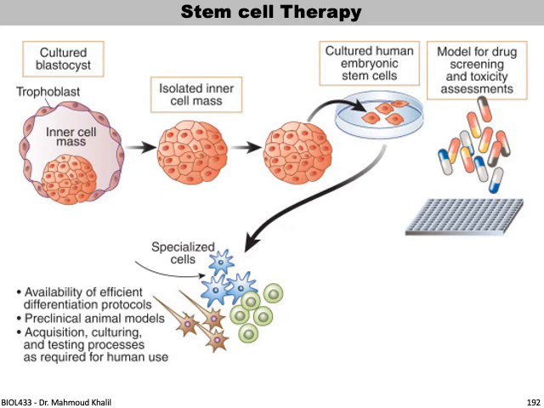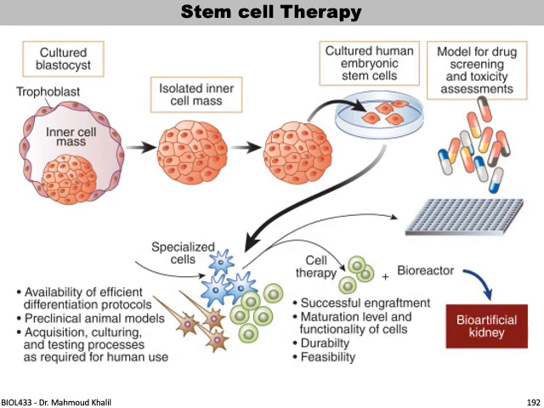If they succeed in differentiating these cells into different types of specialized cells, they need availability of an efficient differentiation protocol, and they need preclinical animal models as well as culturing and testing processes as required for human use. These cells can be used as a cell therapy or a bioreactor, and for successful engraftment of these cells, the maturation level and functionality of the cell need to be durable and feasible, for example, like a bioartificial kidney.